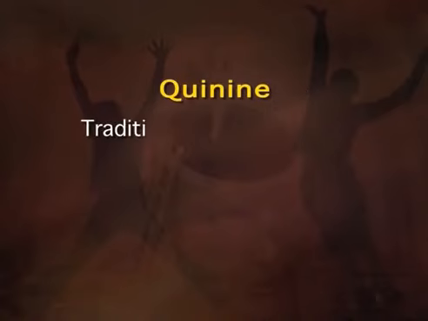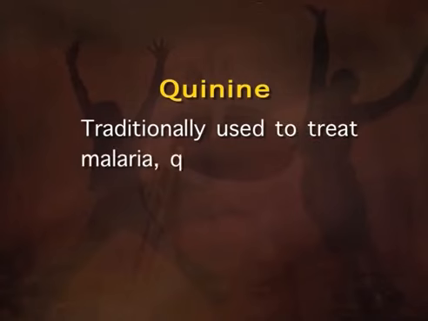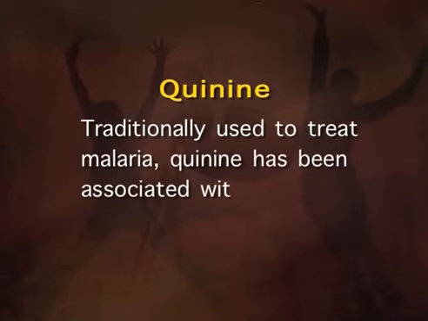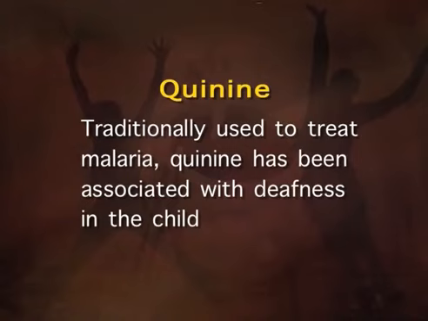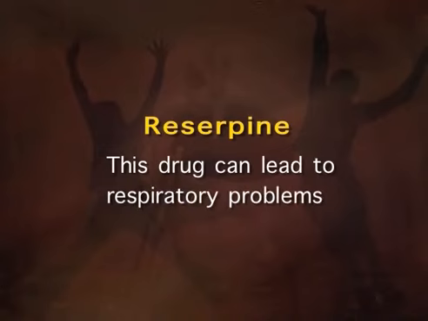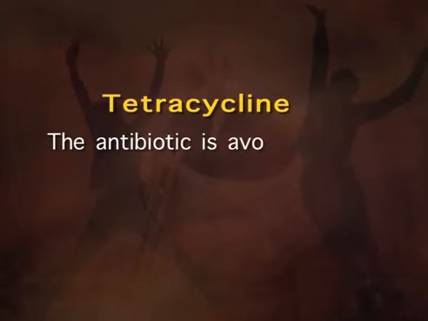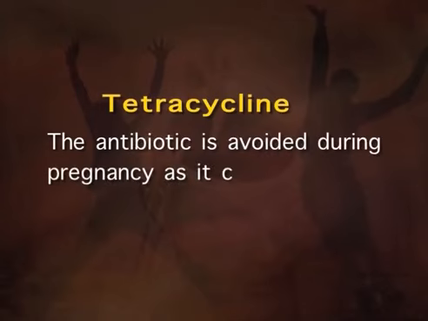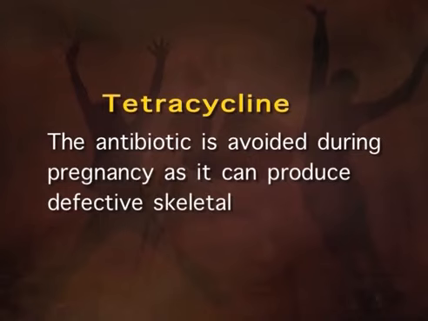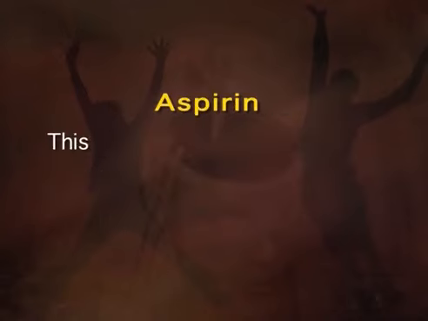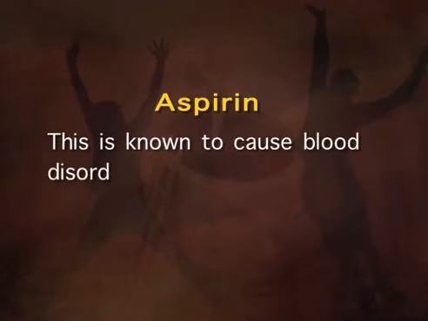Quinine. Traditionally used to treat malaria, quinine has been associated with deafness in the child. Reserpine. This drug can lead to respiratory problems. Tetracycline. The antibiotic is avoided during pregnancy as it can produce defective skeletal growth. Aspirin. This is known to cause blood disorders.